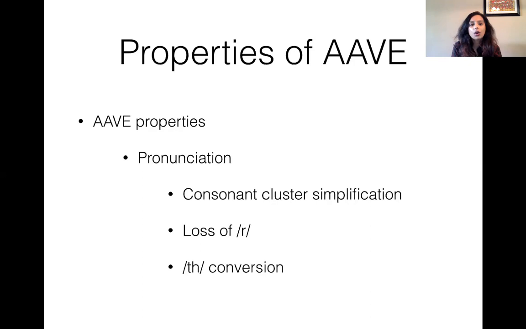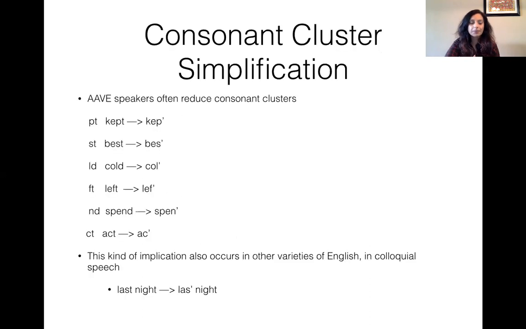And I want you to talk about this in your classes in a very structured format, such as pronunciation. Consonant cluster simplification is something that African American vernacular speakers do. Loss of the R and the TH conversion. I'll take each of these in a minute to explain. Let's look at consonant cluster simplification.